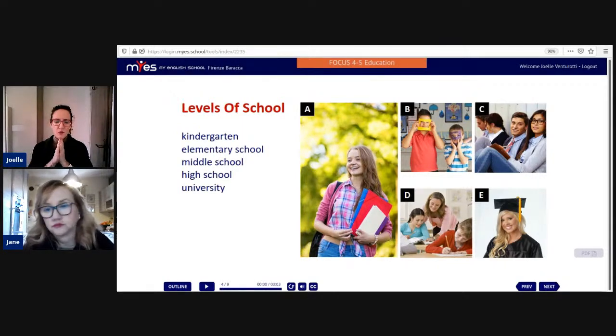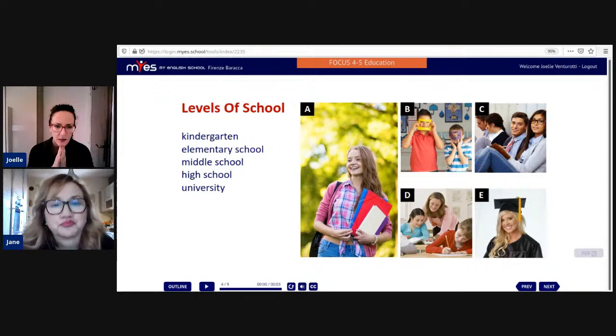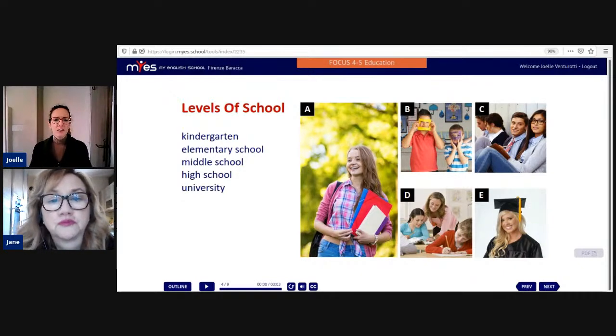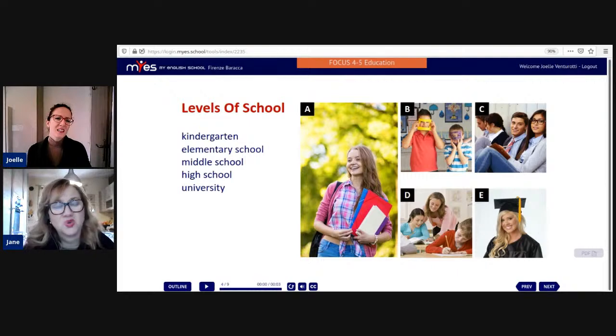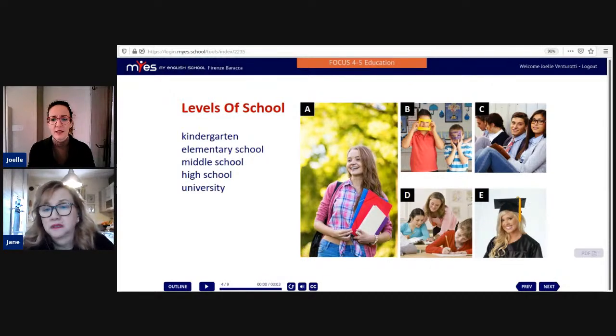So any ideas for what A is? Letter A. What type of school do you think this is? This girl is not particularly small. She's not very little. I would say that this is probably high school. I don't know. What does that look like to you, John? I think it's middle school, maybe? She looks like she's about 13, 14? Yeah, I think 12, 13. So maybe that is middle school. Yeah, great. Stefani says middle school.